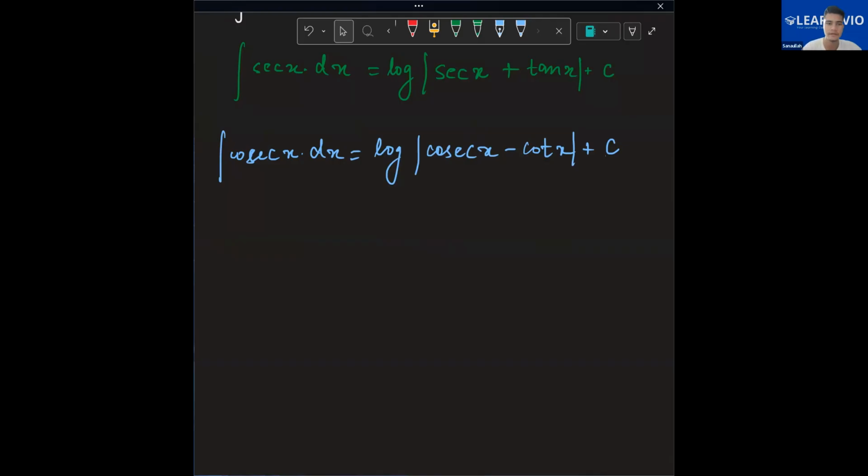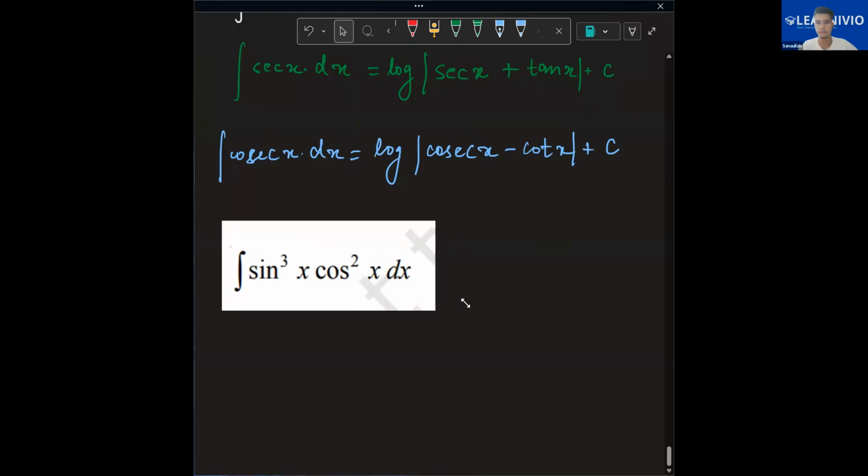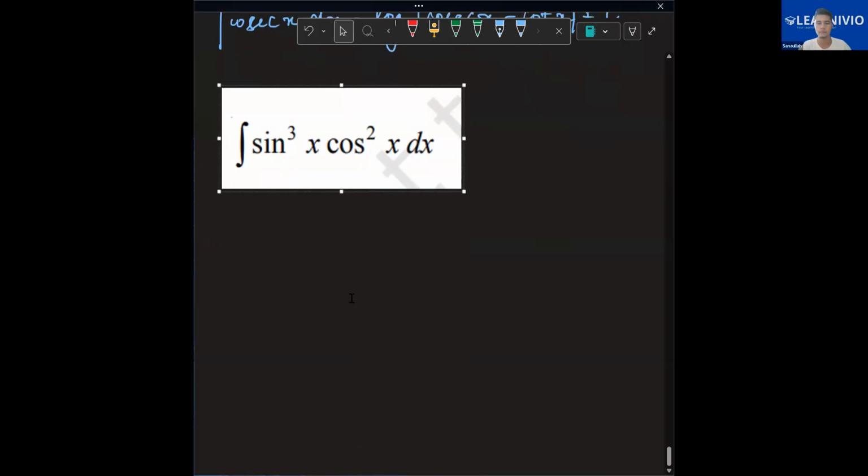Now if you are done with this, then let's solve this question. You have to integrate sine cube of x into cos square of x. Try this question.